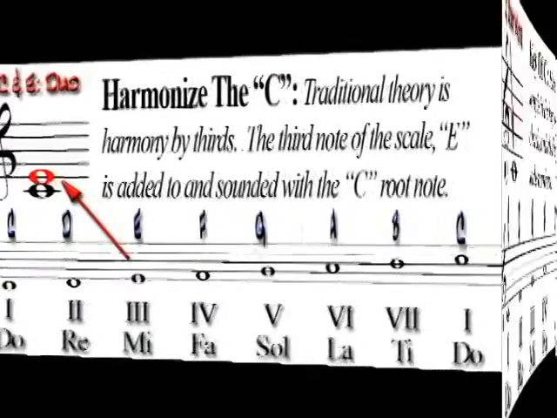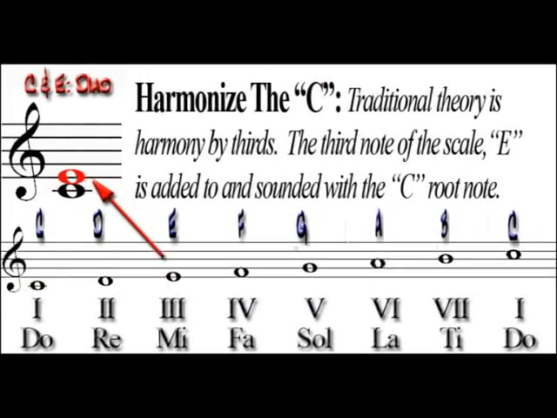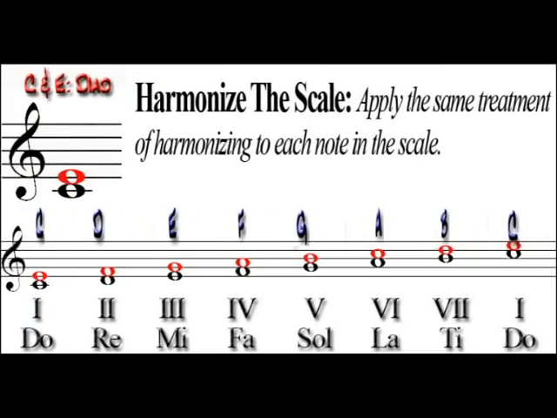When you harmonize the scale, you're adding another note to it, sounding it together, playing them together. Here I've harmonized the C. Since traditional theory is harmony by thirds, the third note of the scale, E, is added to and sounded with the C root note. This is called a dyad, C and E together. I have harmonized the C with the third of the scale, harmony by thirds. Here, I've applied that treatment to every member of the scale, so I've come up with a series of dyads.